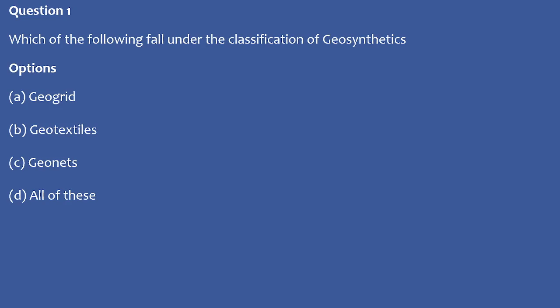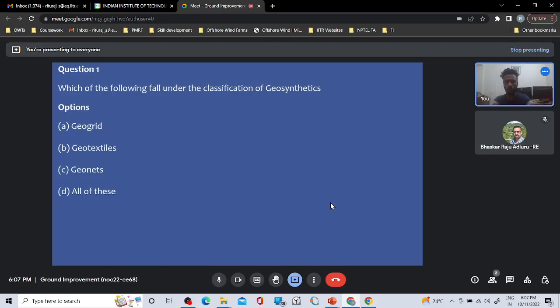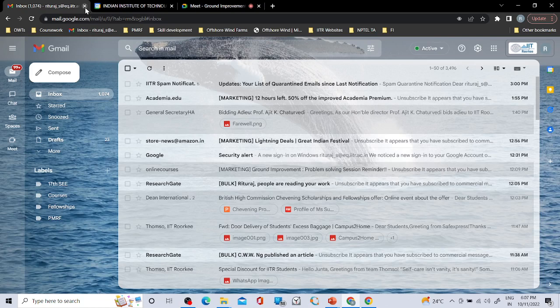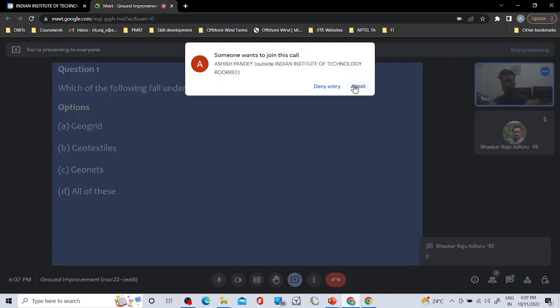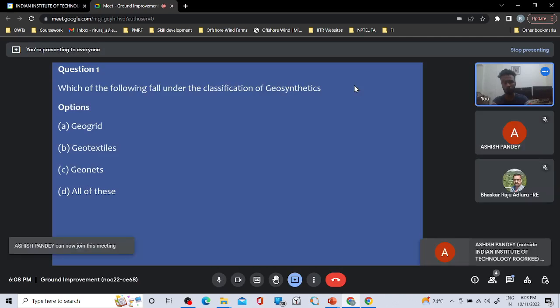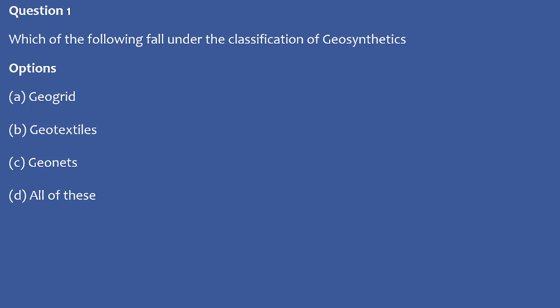So the first question for today is, which of the following fall under the classification of geosynthetics? You have four options: A, geogrid; B, geotextile; C, geonets; and D, all of this. Yeah, so the correct answer is D, all of this.